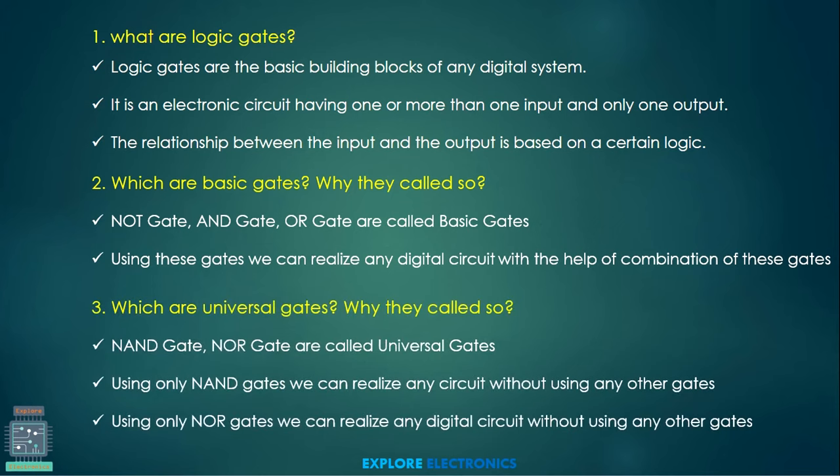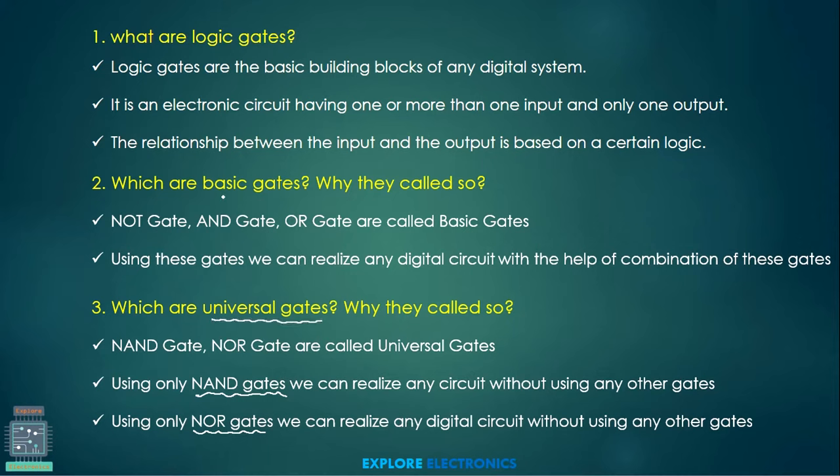Which are universal gates and why are they called so? NAND gate and NOR gate are called universal gates. Here, NAND gates can be used to realize any circuit without using any other gates. That's why the NAND gate is called a universal gate. Similarly, the NOR gate is also called a universal gate. Why? Because using only NOR gates, we can construct any other circuit. By using only NAND gates, we can construct any other circuit. That's why these are named universal gates.